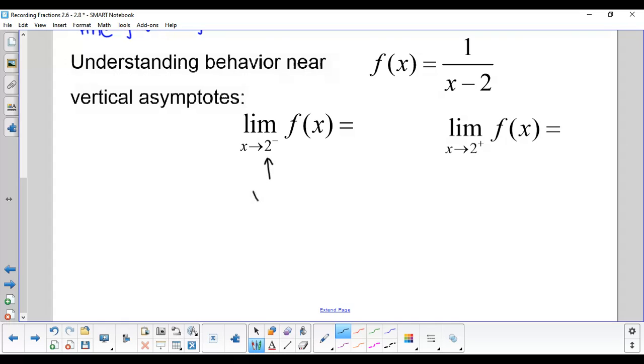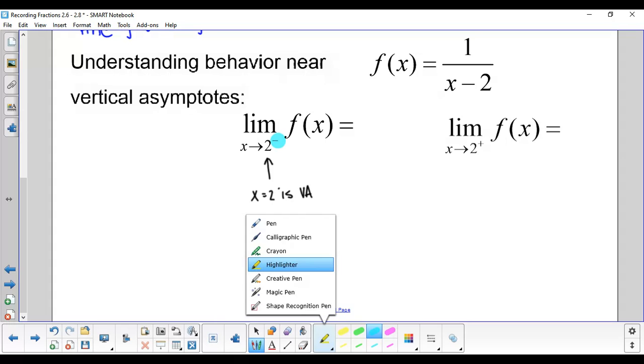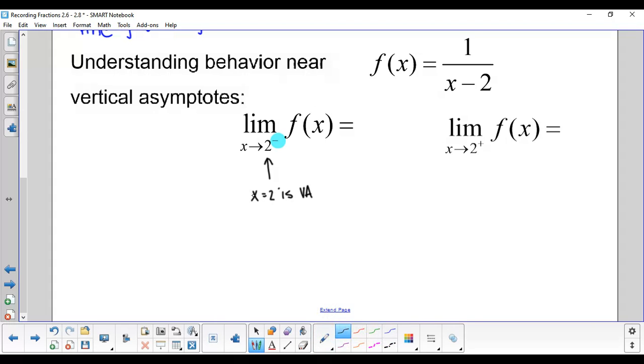So notice that x equals 2 is the vertical asymptote. I'm going to use VA to represent vertical asymptote. What this minus sign up here is talking about, and I'm going to highlight it, is that the negative sign is actually saying, as x approaches 2, from the left. So as I approach this number from the left side, what are my y values doing?